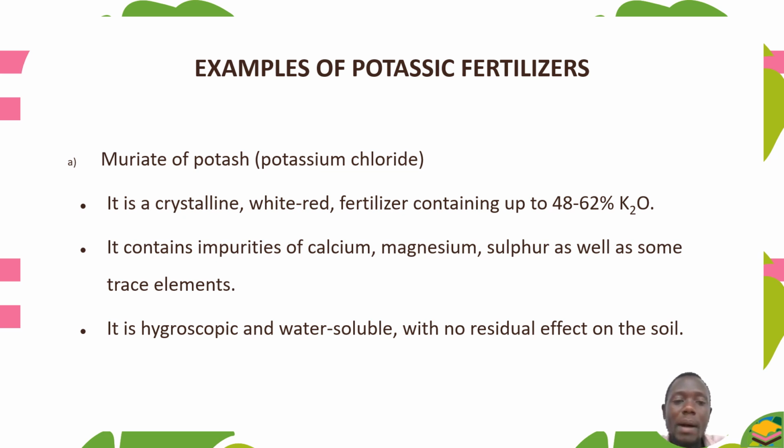Muriate of potash is also known as potassium chloride. It is a crystalline white or red fertilizer containing up to 48 to 62% of potassium oxide. It contains impurities of calcium, magnesium, sulfur, as well as some trace elements. It is hygroscopic and water soluble, which means it has a tendency of absorbing moisture.